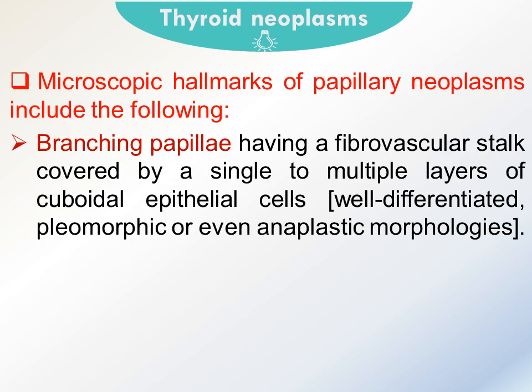The microscopic hallmarks of papillary neoplasm include the following: branching papillae having a fibrovascular stalk covered by a single to multiple layers of cuboidal epithelial cells. They are well defined and uniform, but more pleomorphic or even anaplastic morphologies may be seen.